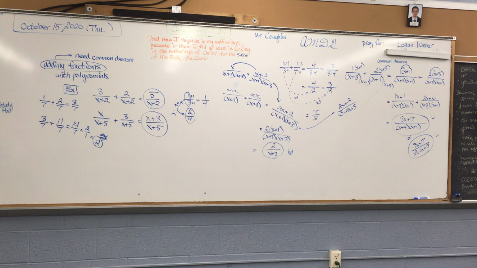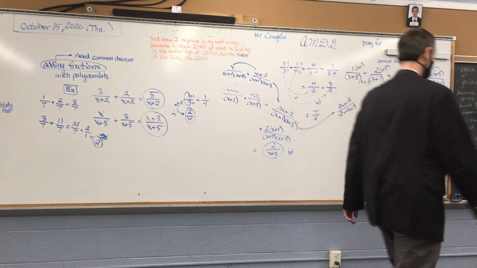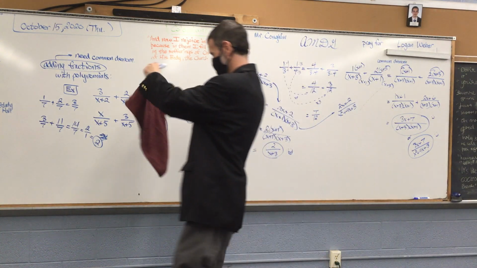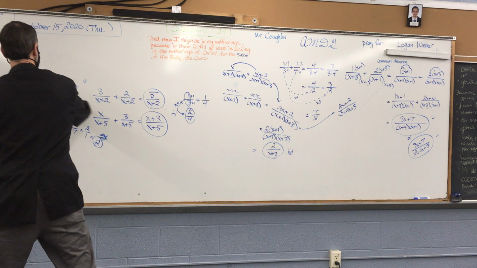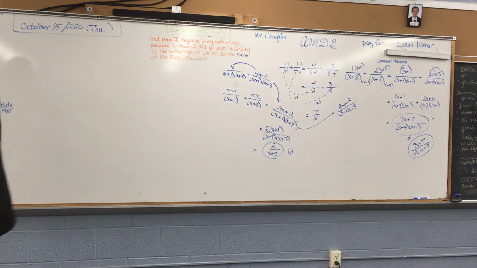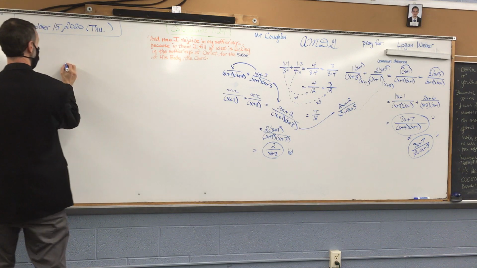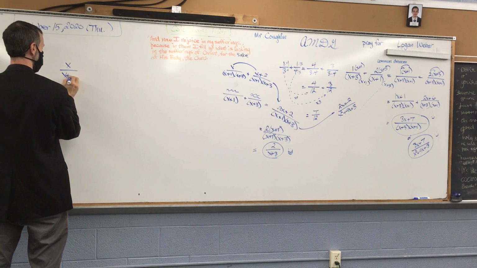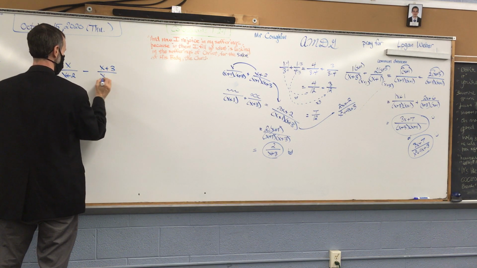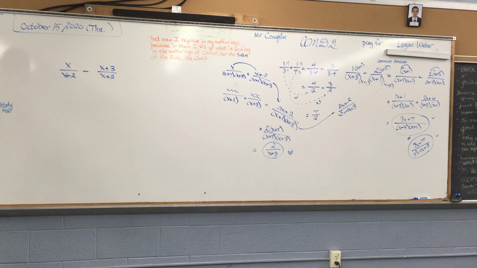Look at number 4P. I want to do that with you together. I may need somebody to read it for me. Okay, go ahead. X over x plus 2, minus x plus 3 over x plus 2. Good enough. This is 4P.